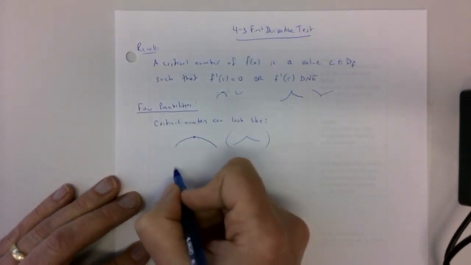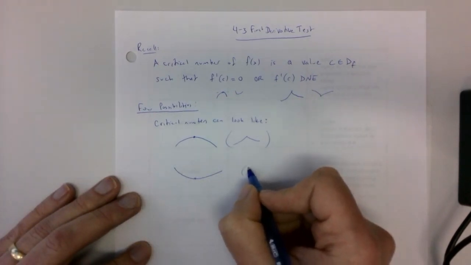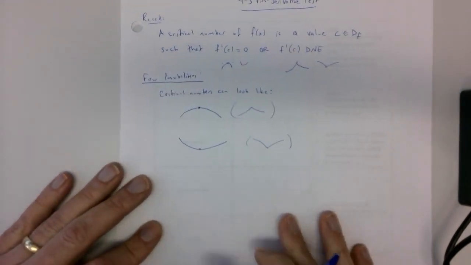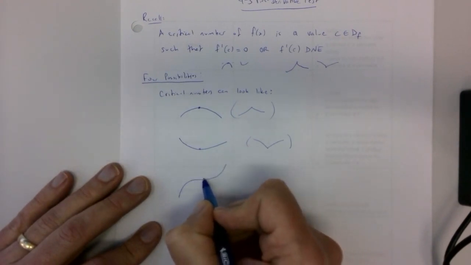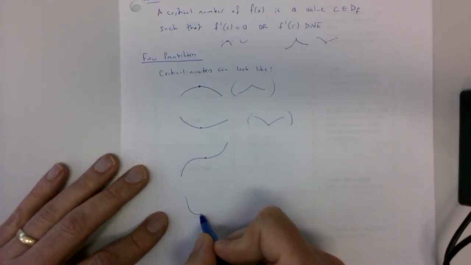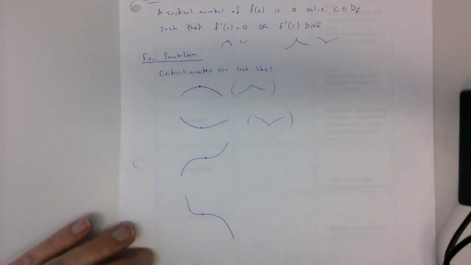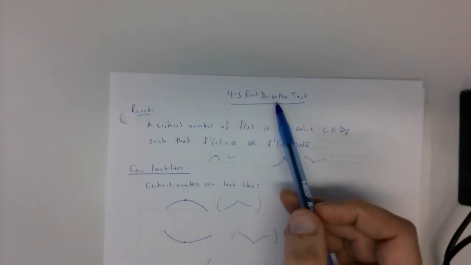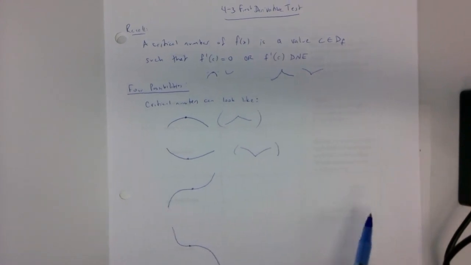So that's one type. Another type would be something like this, where, if it's that the derivative doesn't exist, it would be something like that. Or it could be something like this. This is another spot where the derivative equals 0. Or it could be something like this. And here's another spot where the derivative would equal 0. What the first derivative test does is it helps us to distinguish which of the 4 possibilities we have here.